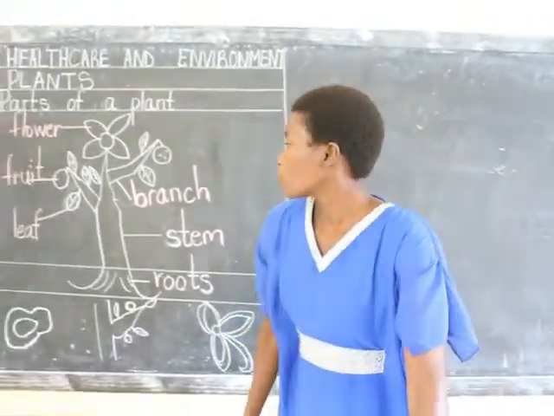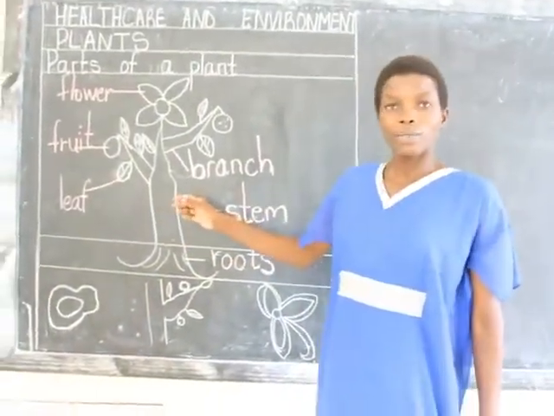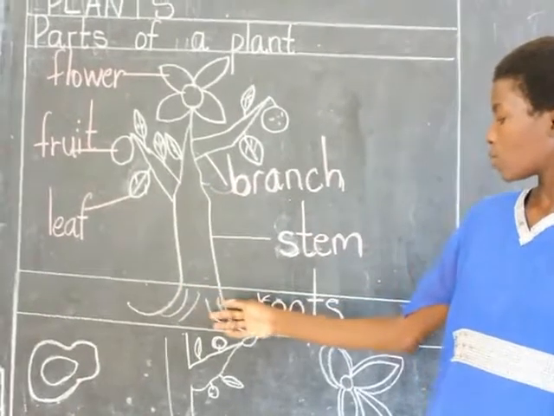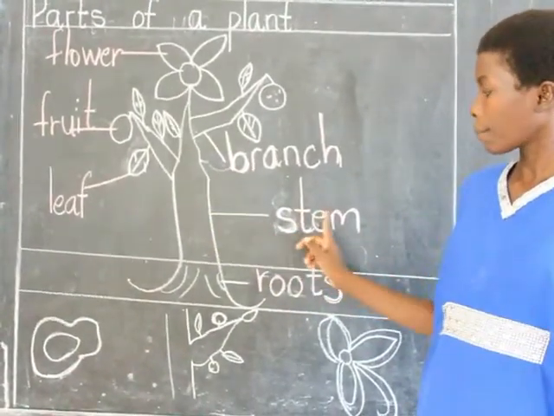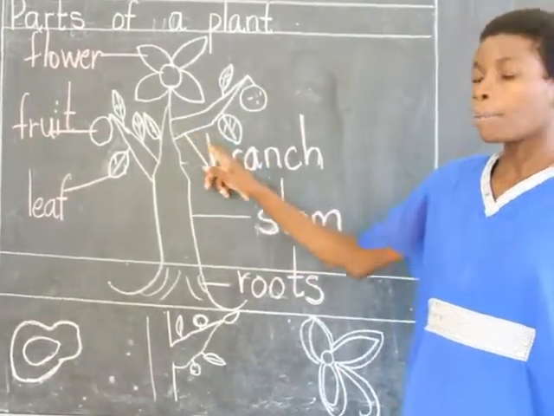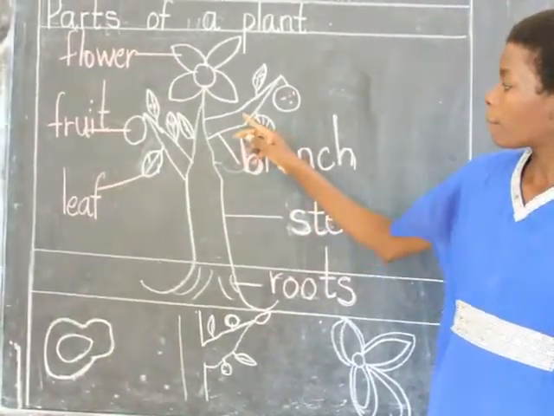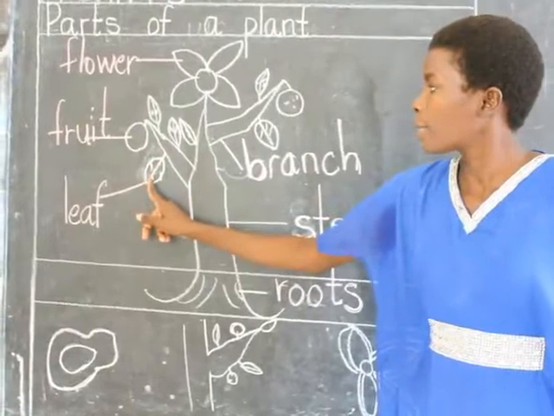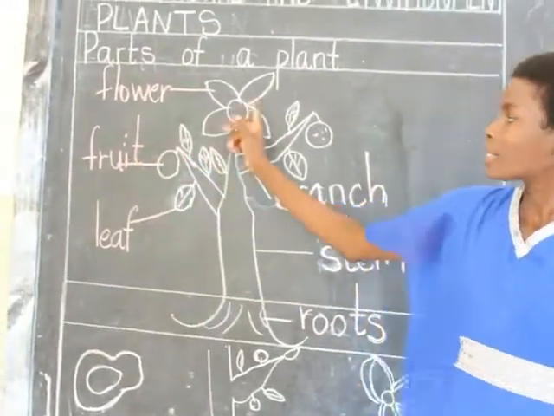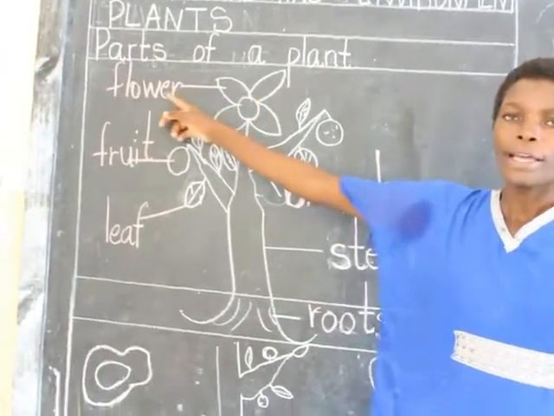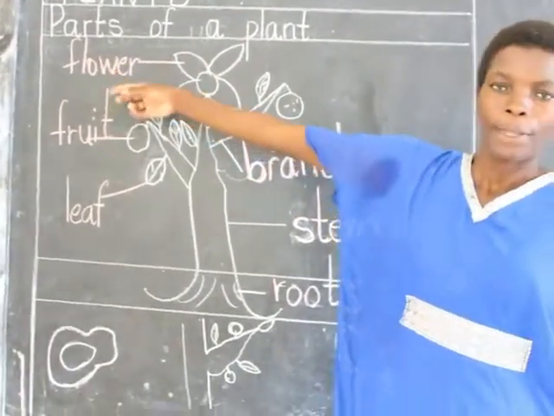Now, let us go through the 6 main parts that we see. The first one is the roots. The second one, the stem. The third one, the branch. The fourth one, the leaf. The fifth one is the fruit. And the sixth one is the flower.